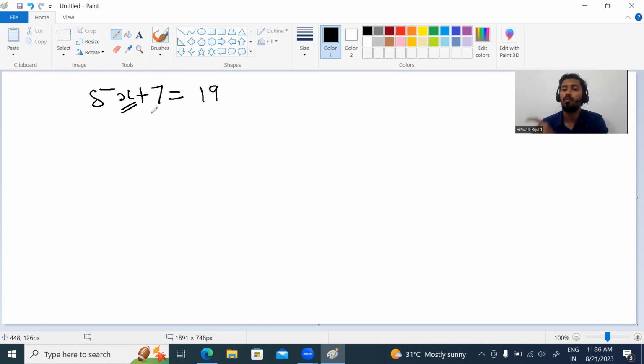So here, how many variables are there? Only one variable, right? Only x is the variable. So this equation contains only one variable. But look at the chapter name.